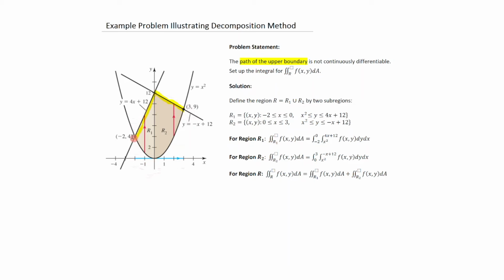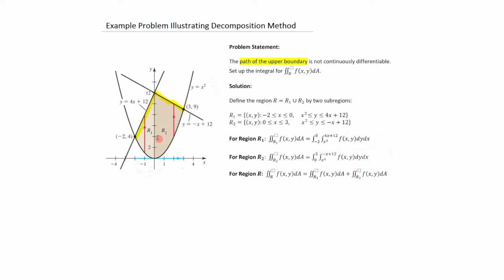The upper bound for this one, for y, would be 4x plus 12, and for the lower bound, it would be the parabola here, which would be y equals x squared. For this region, the upper bound for y would be y equals minus x plus 12, and the lower bound in this case would be, again, y equals x squared. So that's basically what you see over here. Region 1, you've got x squared lower bound, 4x plus 12 upper bound, and the outer integral lower bound is -2, upper bound is 0. So this basically would be the computation of the double integral over region R1.